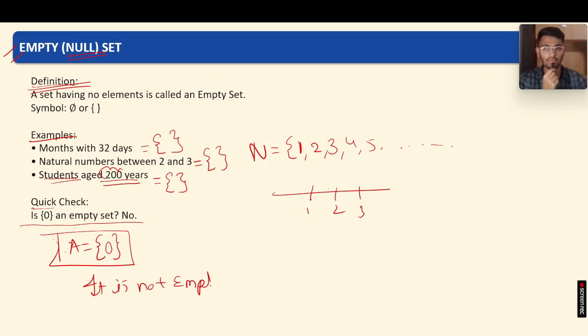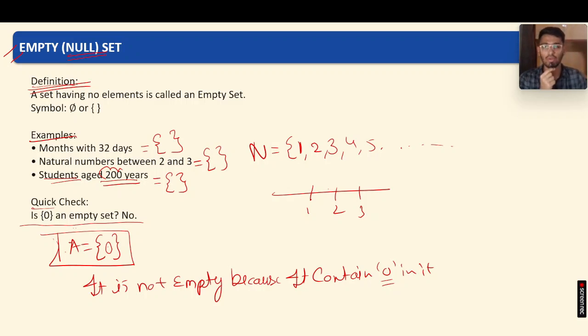Why? There is a reason. It is not an empty set because it contains zero in it. It includes zero, so that's why it is not an empty set. Now I think you will understand.